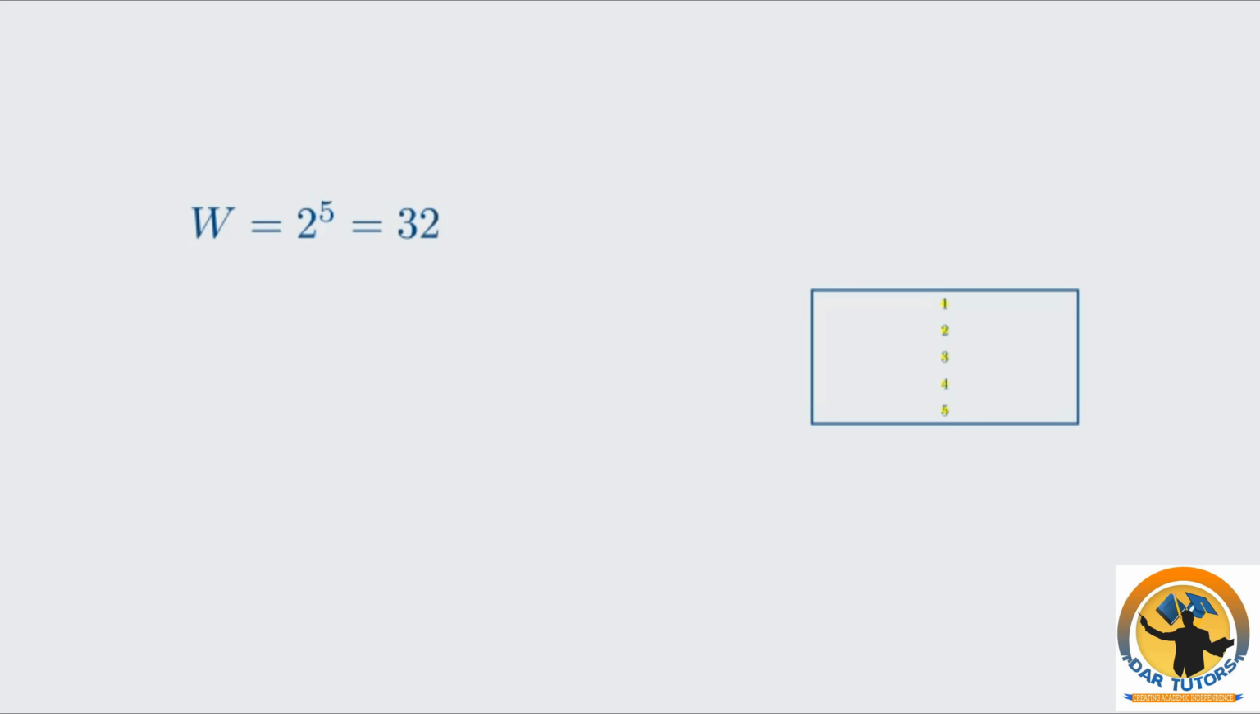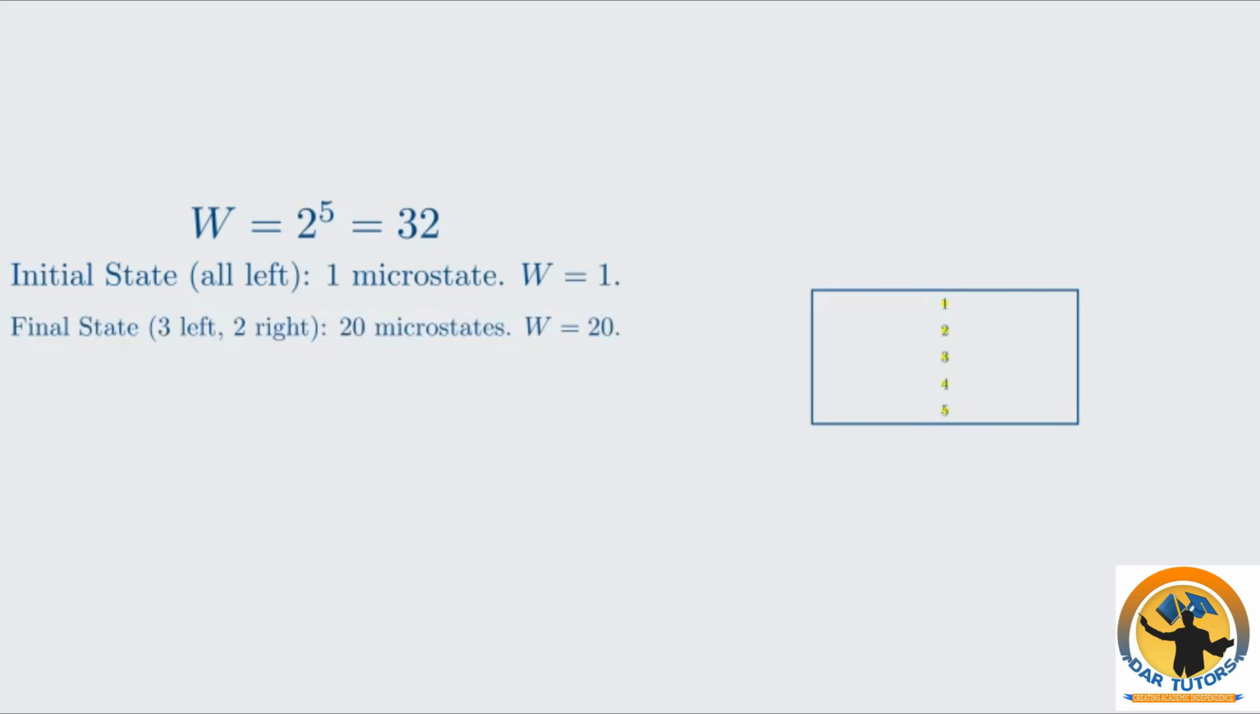Let's compare the initial state, where all particles are on the left, with the most probable state, where they are evenly distributed. The initial state is just 1 microstate out of 32. But how many microstates correspond to an even distribution, say, 3 molecules on the left and 2 on the right? This is a combinatorial problem, and the answer is 20.